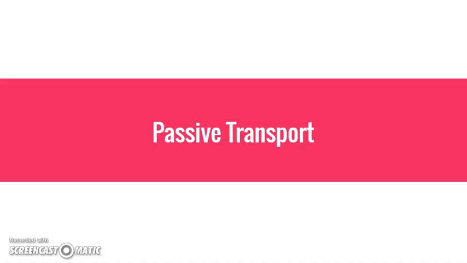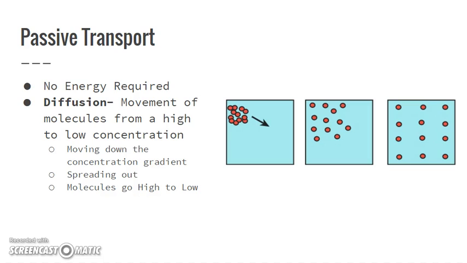So we've talked about what is the actual structure of the plasma membrane. But we want to know, how do they actually get in and out? Well, we have two forms of transport. One's called passive, and the other's called active, and we'll talk about both, but we're going to start out with passive transport. Now, passive transport means there is no energy required.